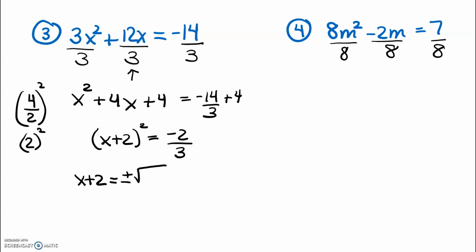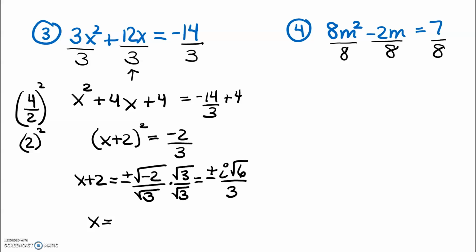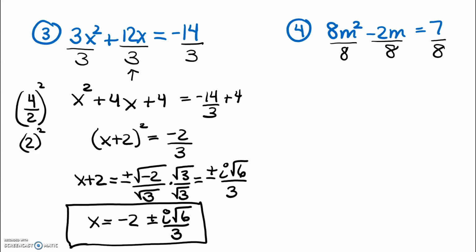Plus or minus the square root of negative 2 over radical 3. Okay, so that has to be rationalized, and I have to take the imaginary unit out. So what do I get here? I get plus or minus i radical 6 over 3. And then to solve, I'm just going to subtract 2 from both sides. And I get 2 answers here.